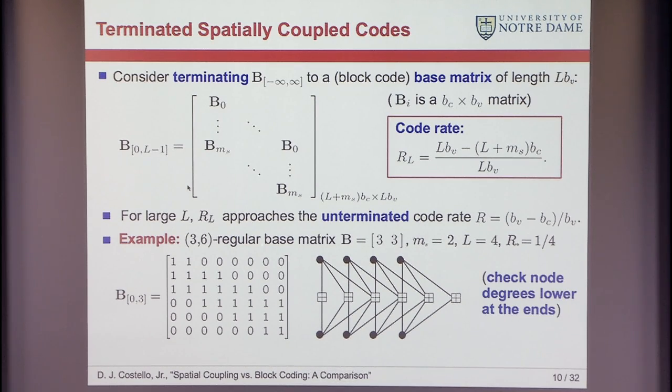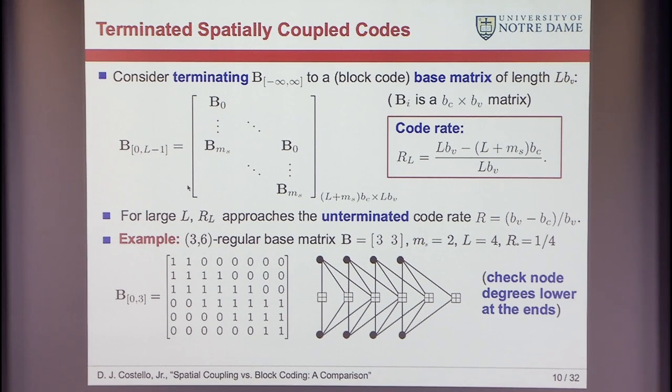Okay, so for example, if we take this 3/6 example with this base matrix, we have a memory of 2, so we spread the edges over 2 adjacent sections, with a very small L here of 4, otherwise I couldn't get it on one page. The design rate here is 1/2. The rate is all the way down to 1/4 for the short L. But this is what the convolutional base matrix would look like, and this is what the corresponding Tanner graph would look like.